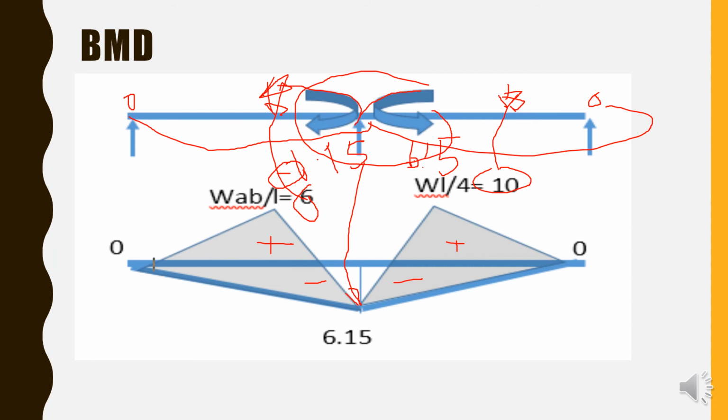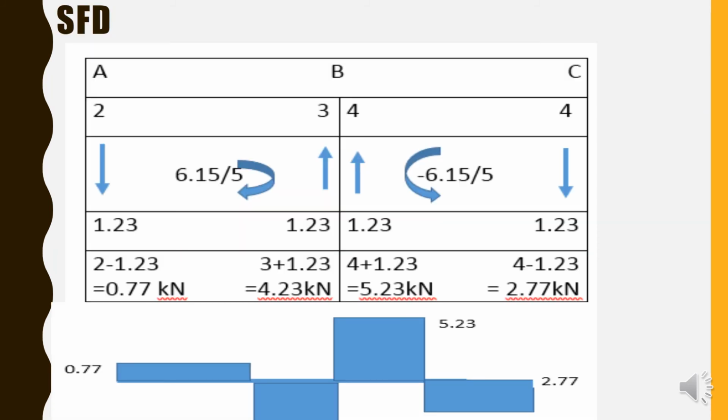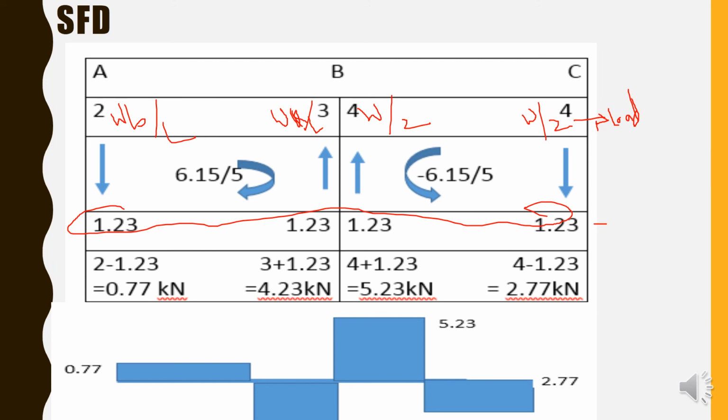Next, moving ahead to the shear force diagram. Here the shear will be W B divided by L, and this will be W A divided by L. Whereas here the load is placed at the center, so it will be W by 2 and W by 2. These are the shear forces due to load. And these are the values of the shear force due to moment.